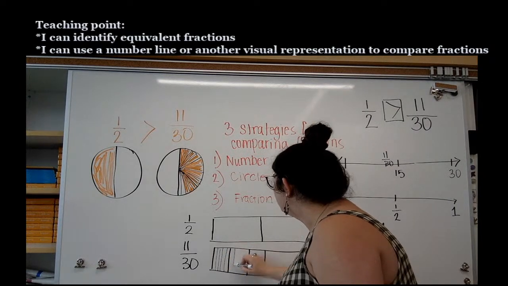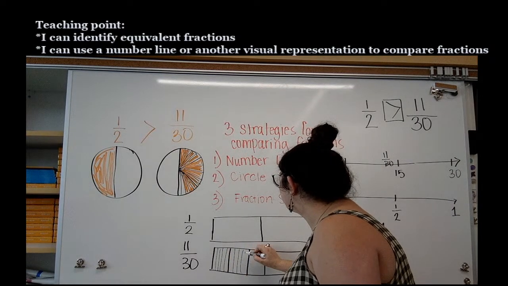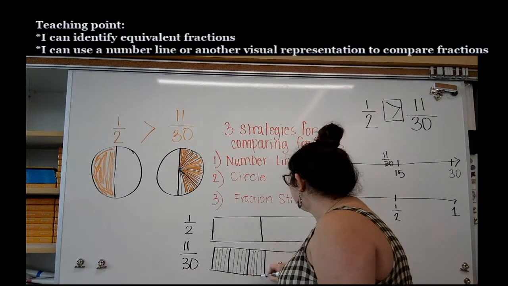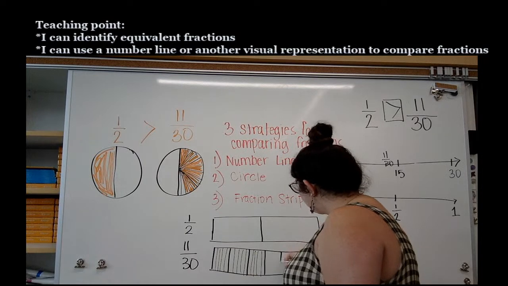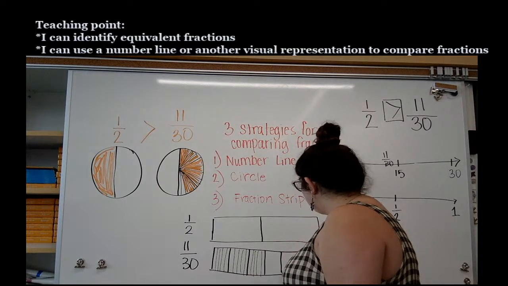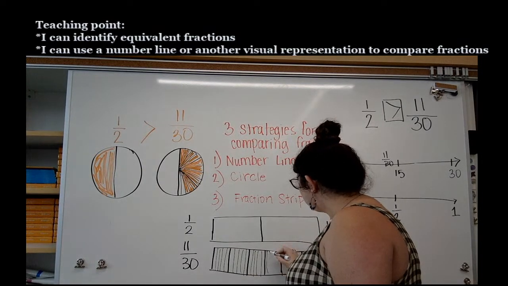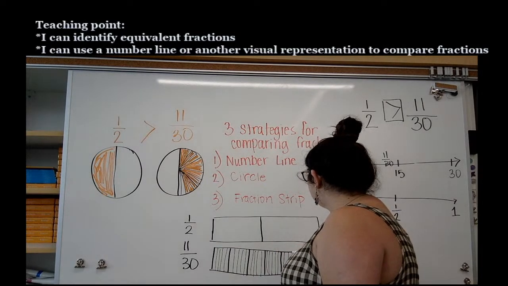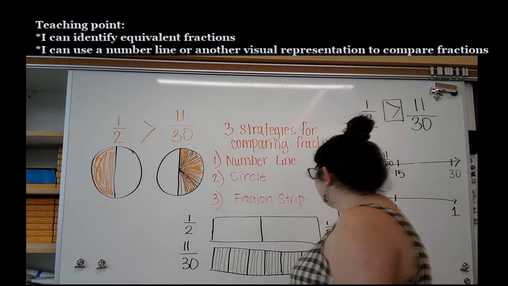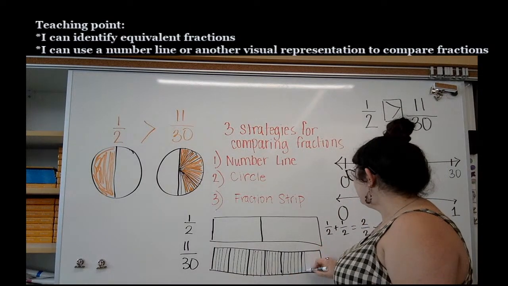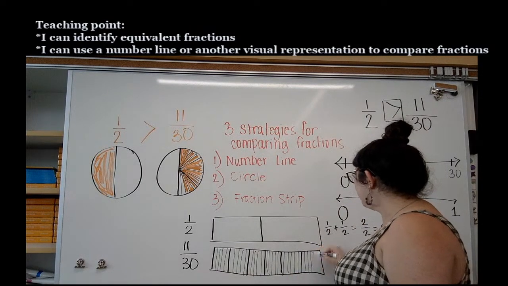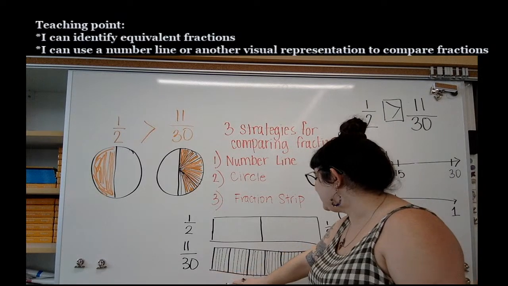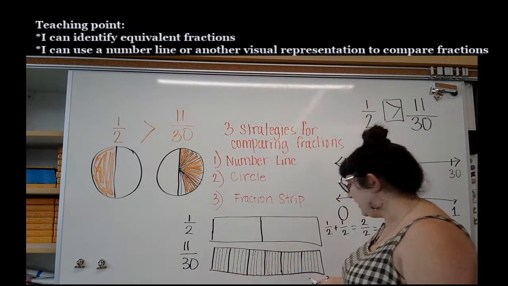1, 2, 3, 4, 5. 1, 2, 3, 4, 5. And then we're going to split it up into thirds again. 1, 2, 3, 4, 5. 1, 2, 3, 4, 5. If you notice, I split it up 5, 10, 15, 20, 25, 30.